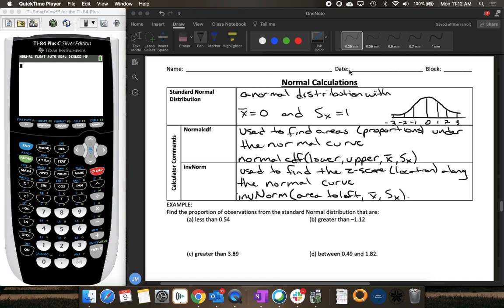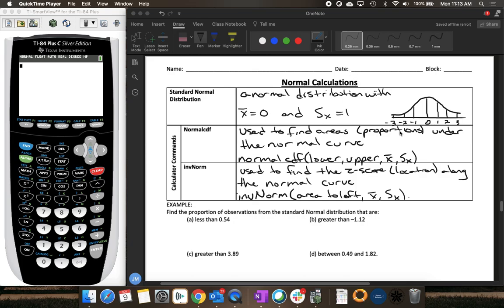invNorm is actually a way of going the other direction. So let's say we knew the area or the proportion under the normal curve and wanted to know how many standard deviations above or below the mean. In other words, what the z-score for those values would be. So when we type that in, it'll look a little different. We're going to start by typing in the area to the left of our value, followed by the mean and standard deviation. Again, if those are 0 and 1, you won't have to type those in.